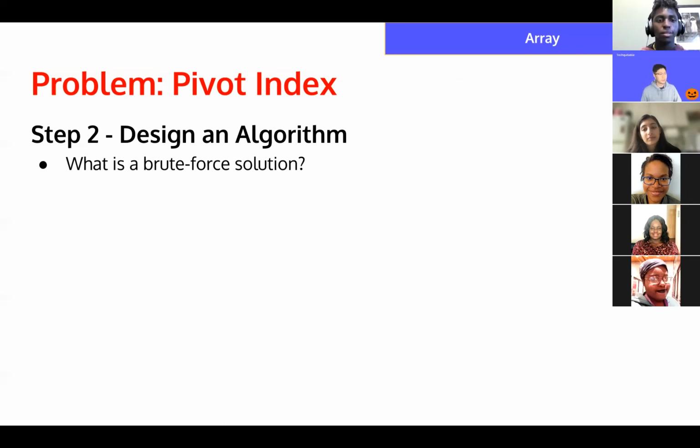So you could visit every element in the array. When you visit an element, you sum the elements from the start of the array to the current element, and then you sum the elements from after the current element to the end of the array. You compare those sums, and if they are equal, then the current element is the pivot and you return that. Yeah, that's a great brute force solution.